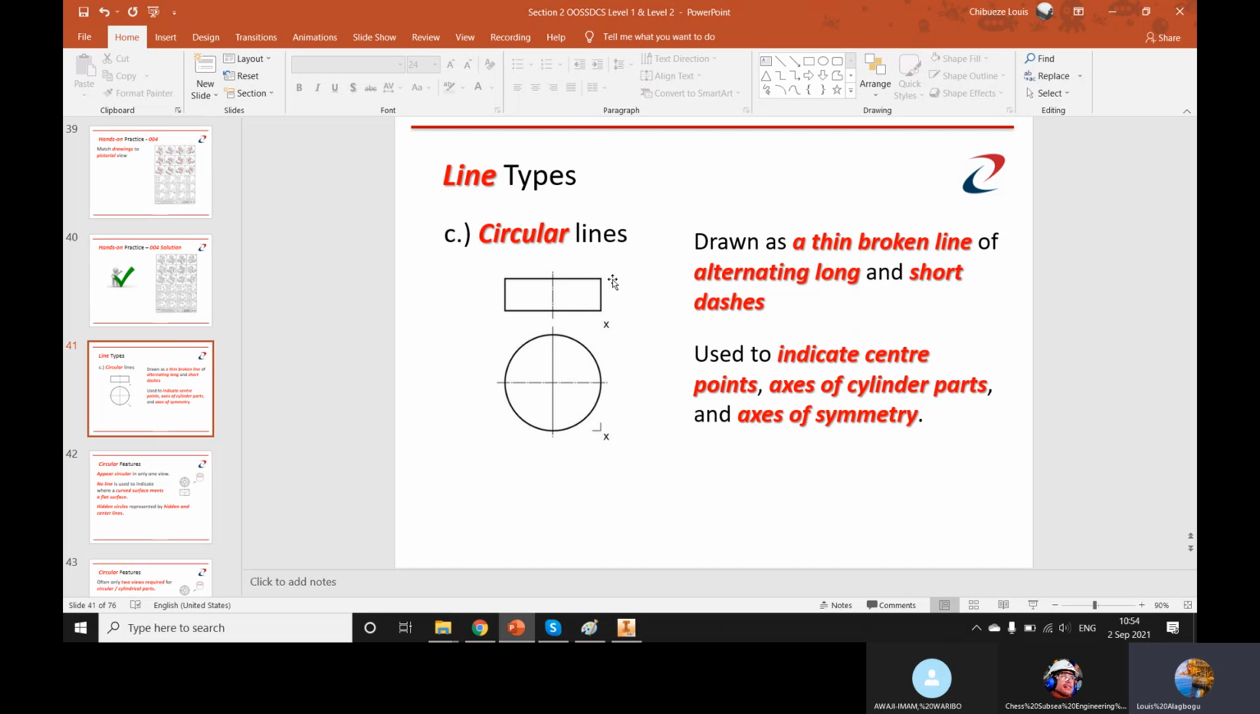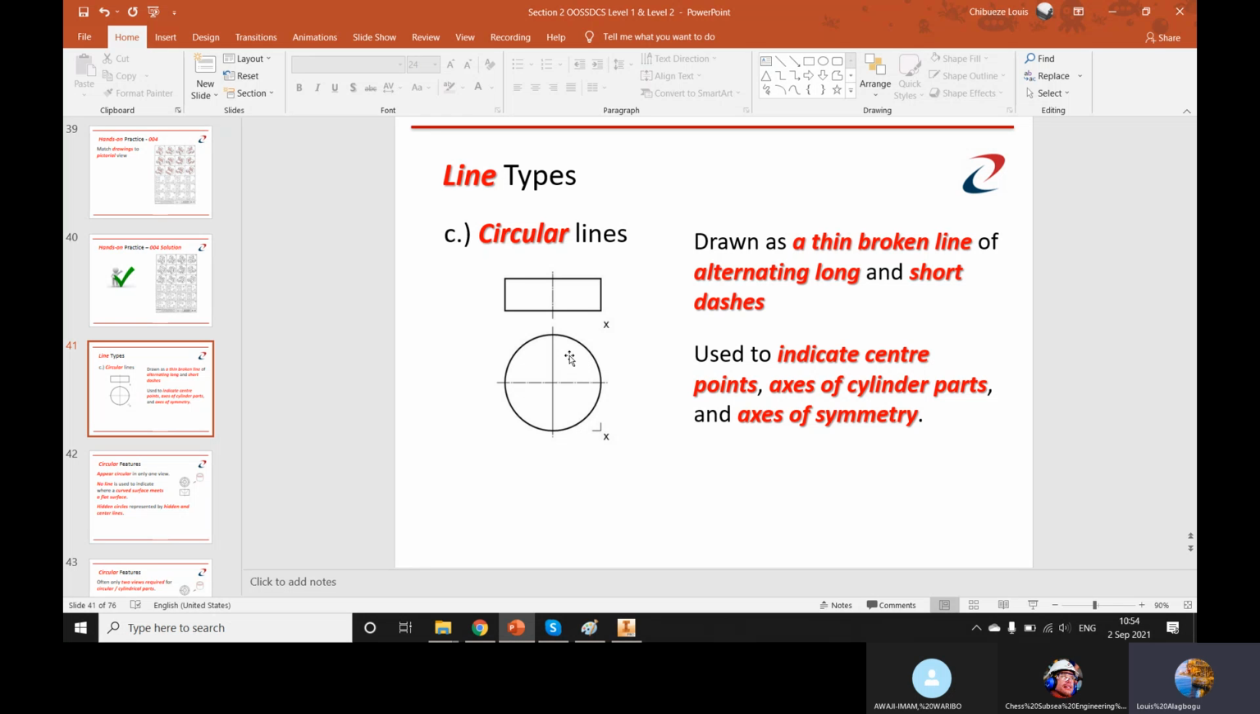The different types of lines. We remember we've talked about the visible. We've talked about the hidden. Now this is the center line. They're usually drawn as thin broken lines of alternating long and short dashes, and they're used to indicate the center points, the axis of a cylinder path, and the axis of symmetry. So they use it when it's the center, or to show that two objects are symmetrical.